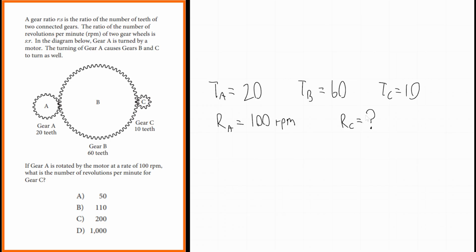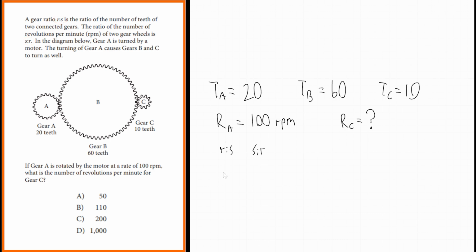So how do we figure this out? Well, the important thing to know from the problem is it tells us that the ratio between the number of teeth is R to S, and the ratio between the number of rotations is S to R. In other words, they're opposite. So what does that mean?